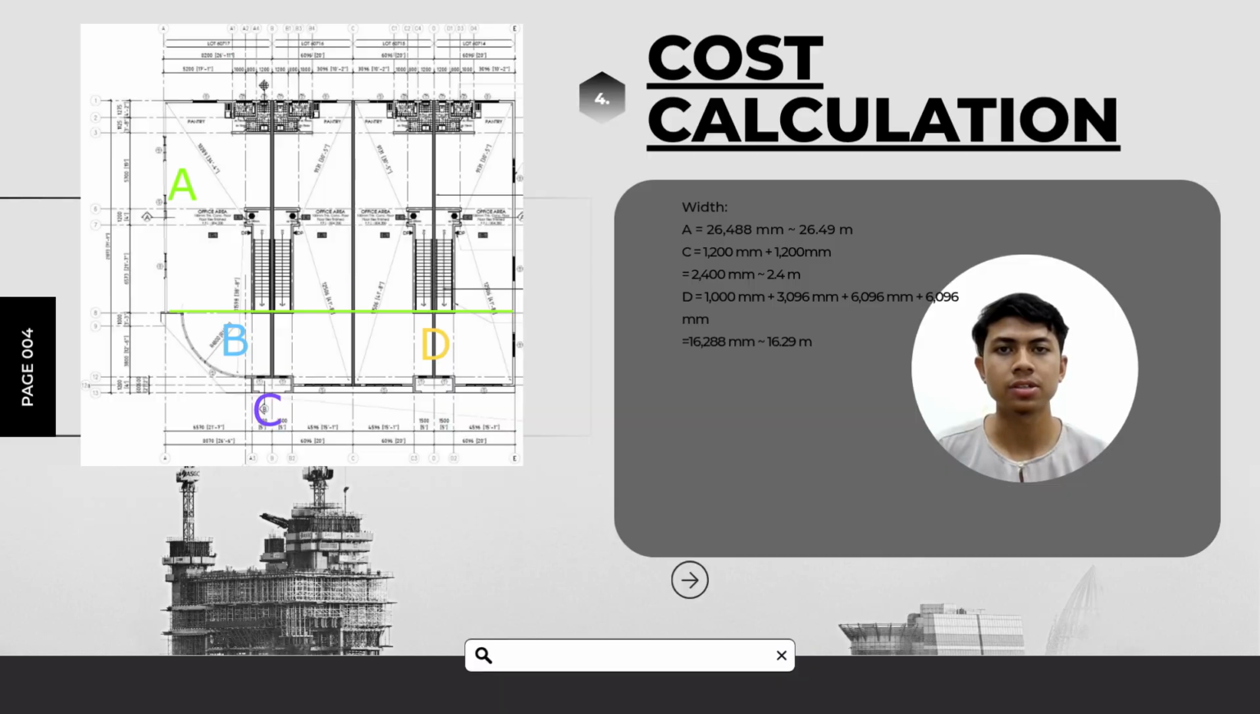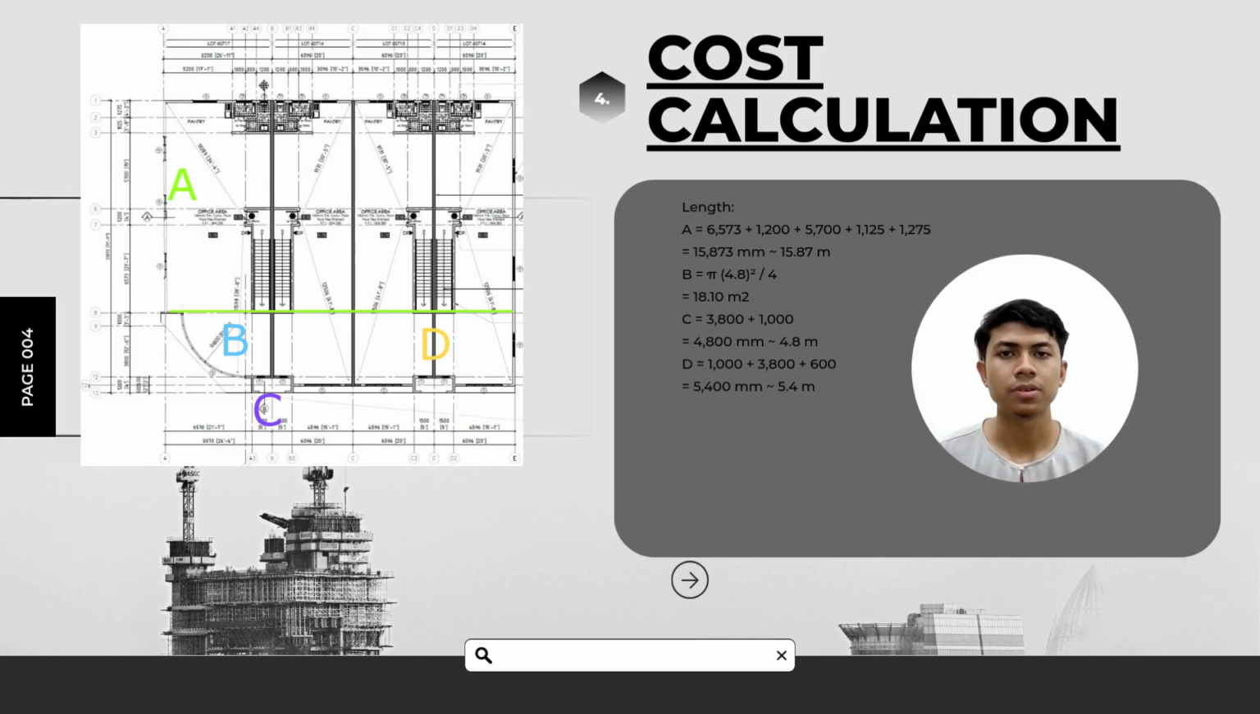The width of section A is 26.49 meters, section C is 2.4 meters, and section D is 16.29 meters. These dimensions are taken directly from the architectural drawing before calculating the first floor area. For the first floor length, section A measures 15.87 meters. The circular section labeled as B has an area of 18.10 square meters. Section C measures 4.8 meters and section D measures 5.4 meters. These measurements allow the first floor area to be calculated accurately, including the irregular building shape.